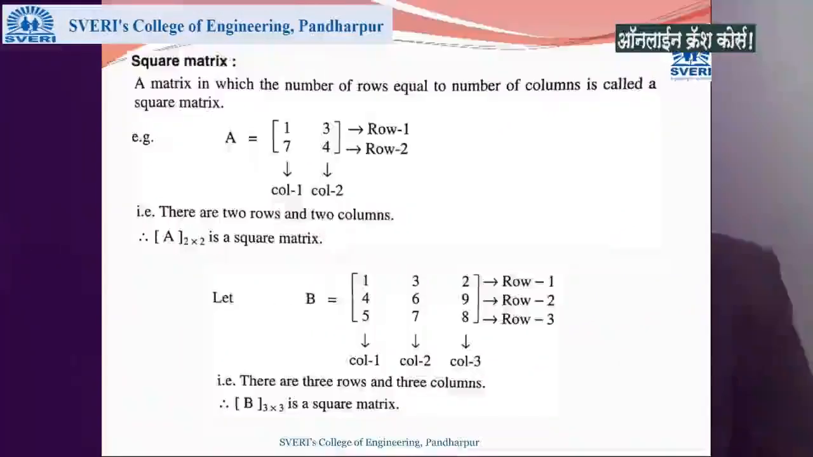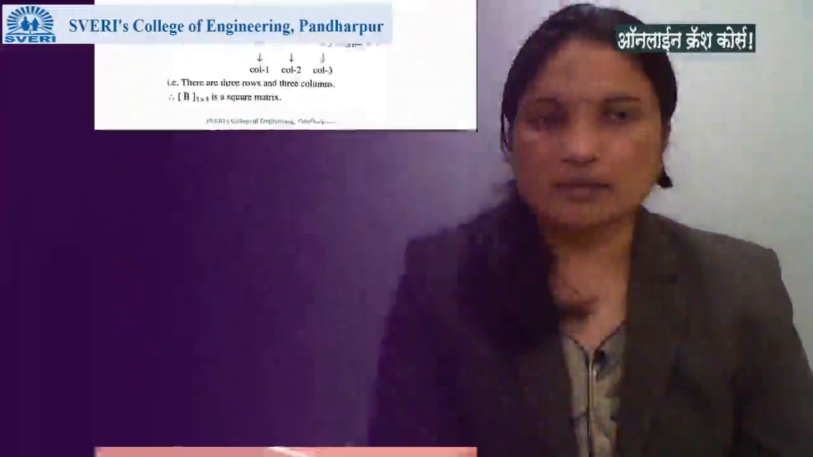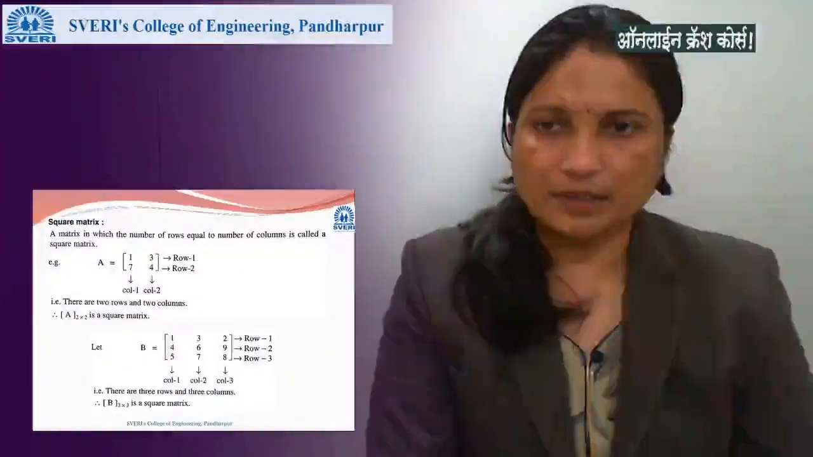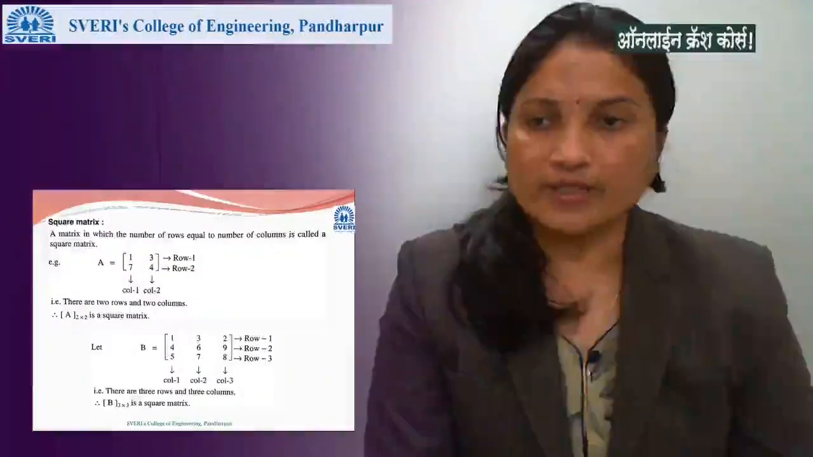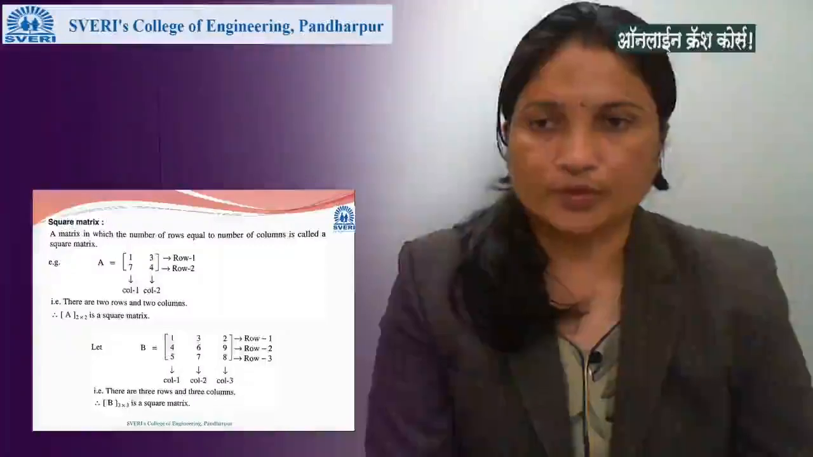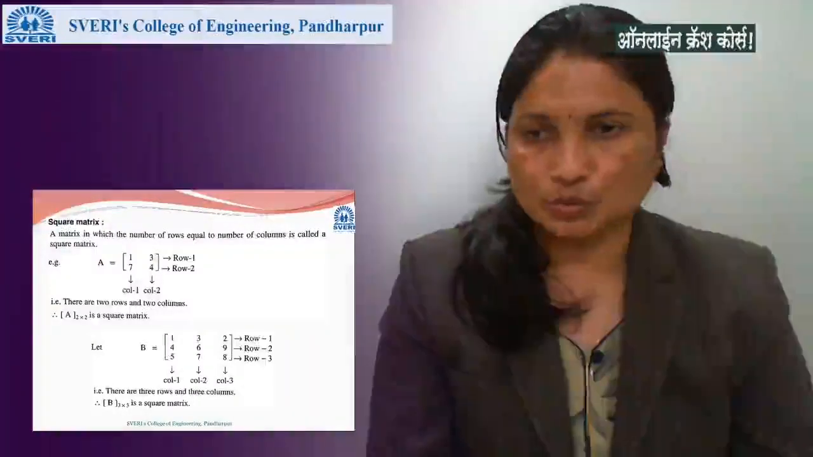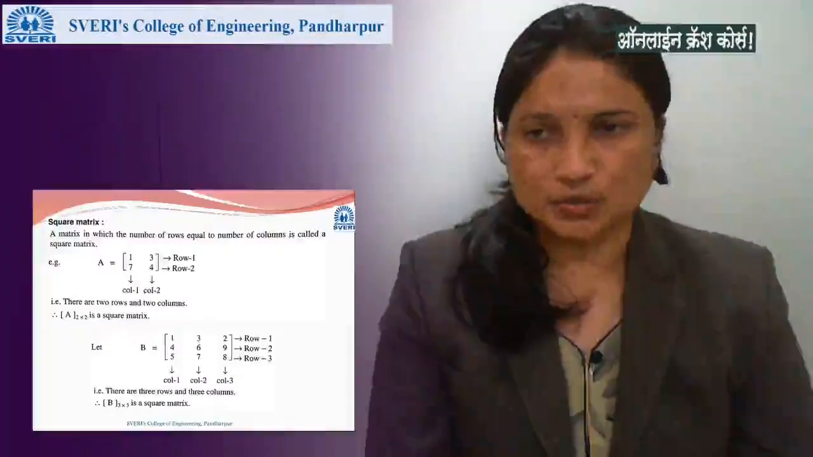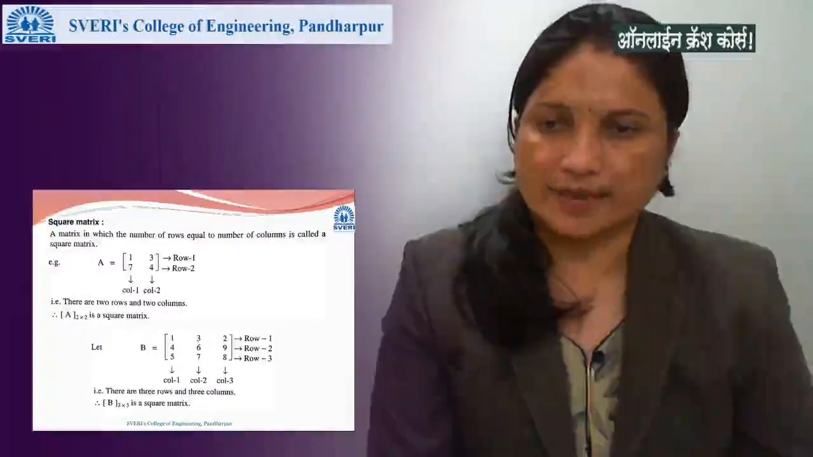The square matrix, a matrix in which the number of rows equal to number of columns is called a square matrix. If we are taking a simple example, a matrix A with elements 1, 3, 7, 4. There are 2 rows as well as 2 columns. So here the order of this matrix will be 2 by 2 and 2 by 2 is a square matrix.